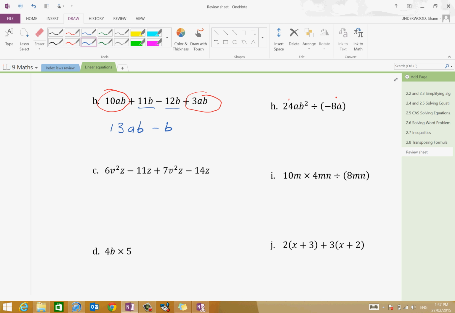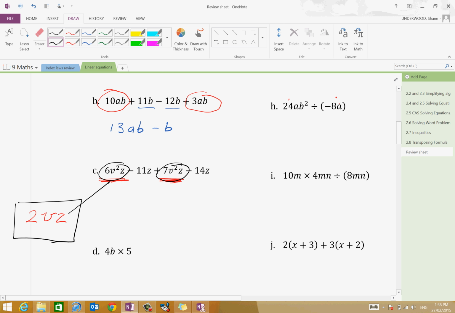Joel, what are my like terms for part C? You've got negative 11. Oh, no, sorry. 2 squared. So V squared Z? Yeah. Now, the pronumerals have to be exactly the same. What about, Joel, if I had 2VZ, is this a like term as well? Not with the same. No, it's not a like term with this because we have to have exactly the same pronumerals. So I can only collect the same and add them.